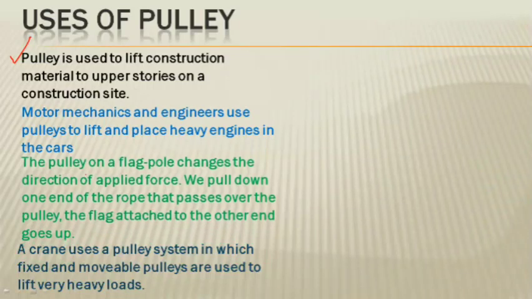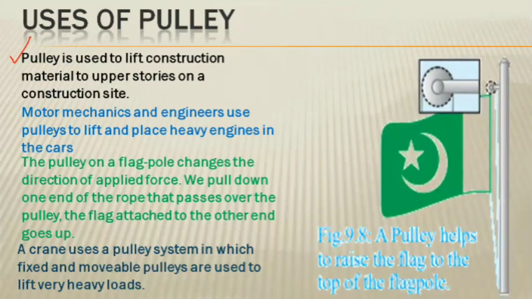Then we can see another very common example: the pulley on the flagpole changes the direction of applied force. We pull down one end of the rope that passes over the pulley and the flag is attached to the other side. You can see this here. We pull one side of the rope downward and the flag raises up because this thread is passing here and we pull this thread downward, this second one, sorry. It passes over this wheel with the groove, which is called a pulley, and then we tie this thread anywhere on the pole, so the flag is raised up on the pole.